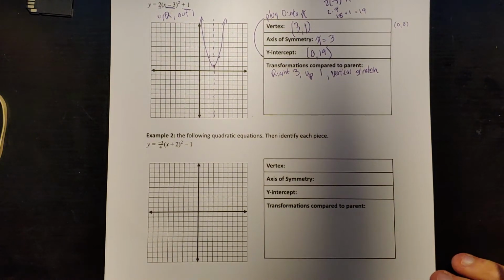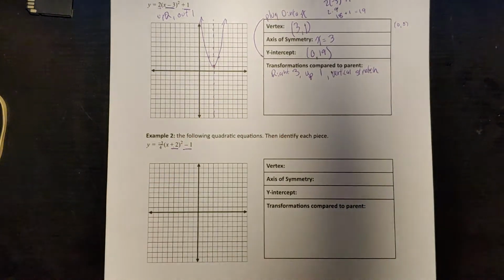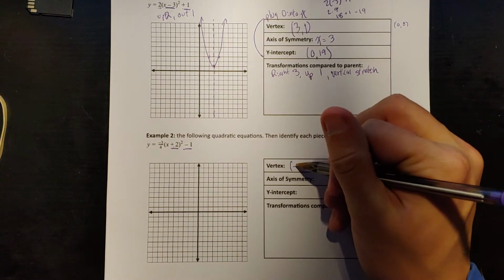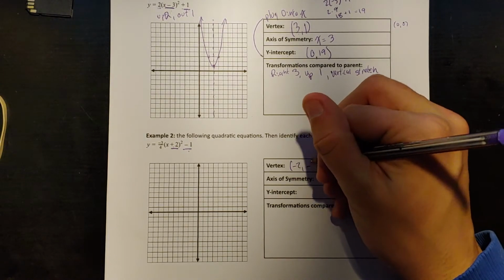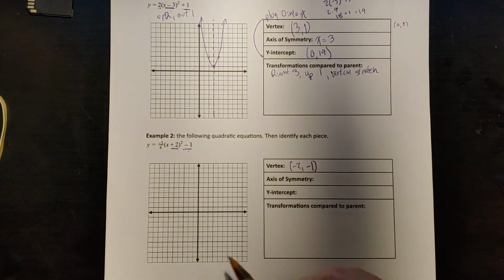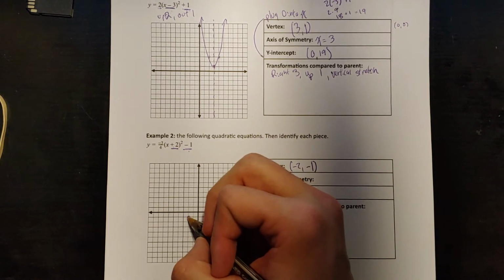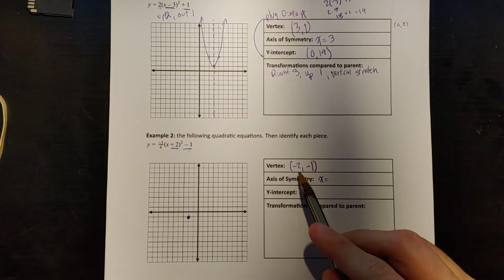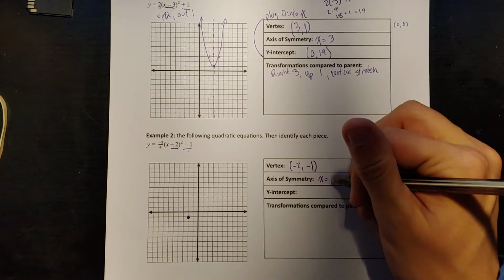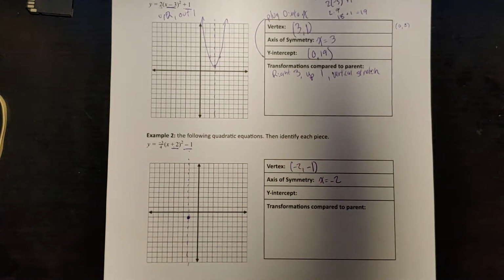So we're going to identify each piece and graph it. Take a look at the vertex first. It's the opposite of what's inside the parentheses, so we have -2, and then exactly what's outside of the parentheses, -1. I'm going to plot that -2, -1. Our axis of symmetry is at x equals the x-coordinate of our vertex, -2. And then I'm just going to draw a dotted line down that.